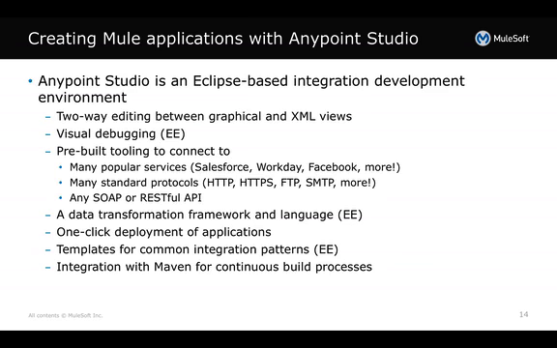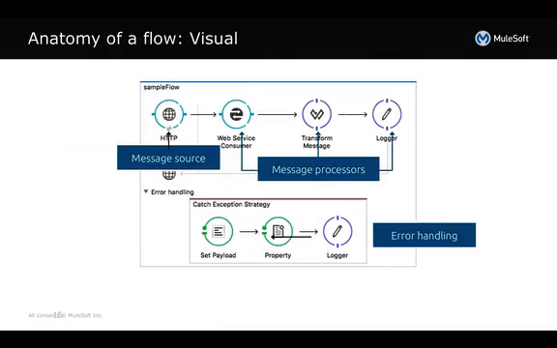It includes a data transformation framework and language, one-click deployment of applications to servers, templates for common integration patterns, and integration with Maven for continuous build processes. The anatomy of a flow, as seen through Studio, will show us flows with a message source at the beginning, in this example HTTP, message processors after that, such as a SOAP request, a transformation, and a logger, and optionally an error handling element, providing us exception capabilities.